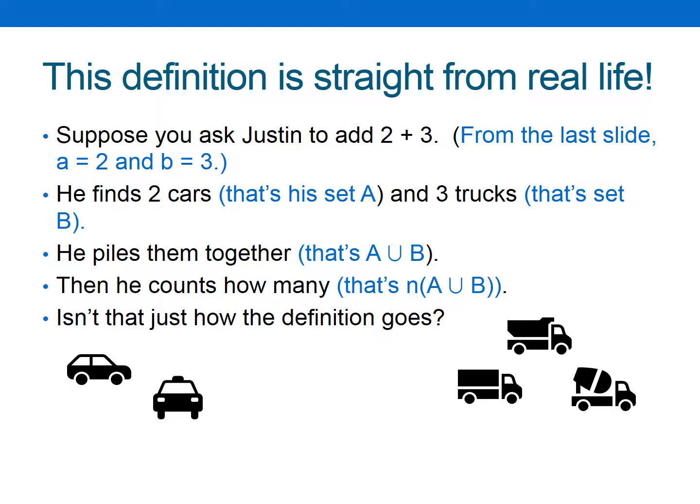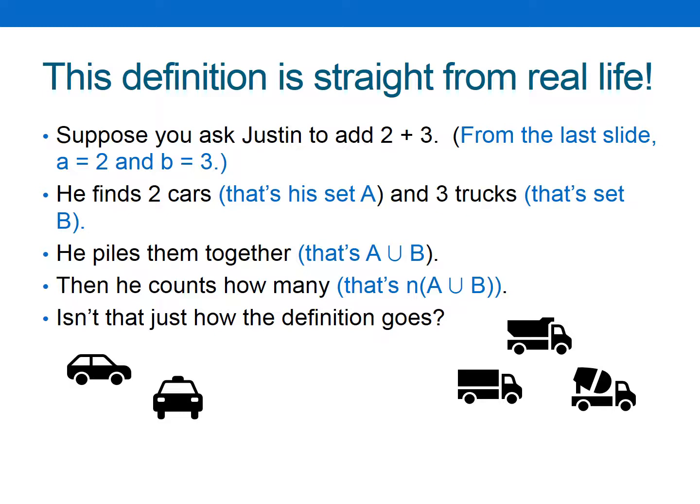He's going to take two objects like cars. Those will be his set A, would be 2 cars. And he's going to pick 3 things, 3 trucks maybe. That's set B. And he is going to throw them together. That's a union. And then he's going to count them. And he counts 1, 2, 3, 4, 5, and the answer is 5. So it's just like the definition, really, if you think about it.